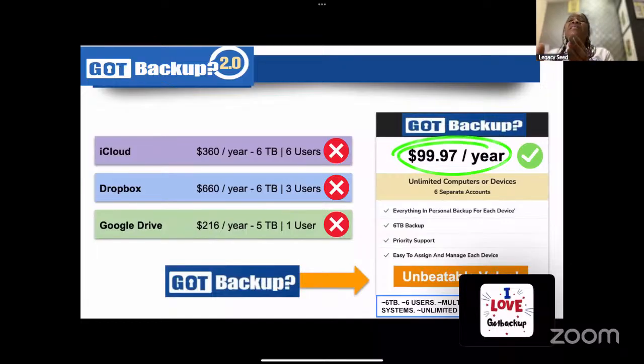There is a comparison that we have here. We have 3 of the traditional cloud storage services: iCloud, Dropbox, and Google Drive. When you take iCloud, for 6 terabytes for a year, you had to pay $360 for 6 users. And mind you, iCloud is for only Apple gadgets. Okay? Then Dropbox, $660 a year for 6 terabytes for only 3 users. And then you have our famous Google Drive, $216 a year for 5 terabytes for only 1 user.